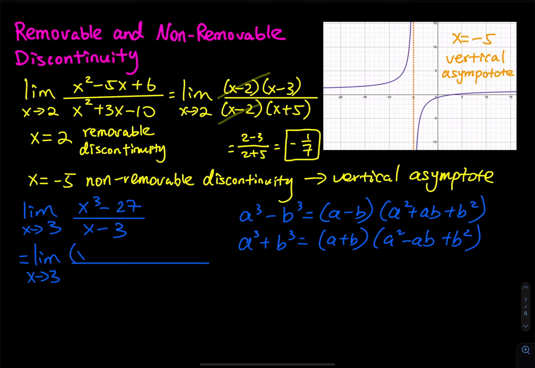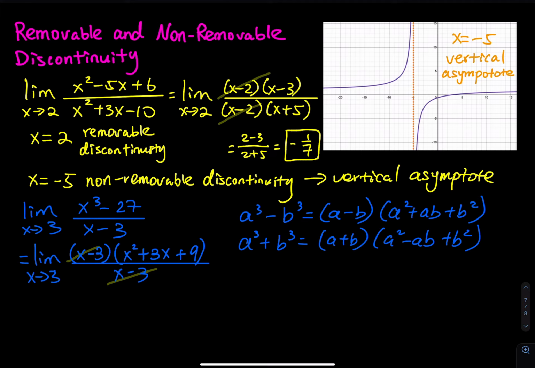So this is x minus, right? 27 is 3 to the third power. So this is x minus 3. And then we have x squared plus ab, so that will be 3x, and then plus b squared, which is 9, right, divided by x minus 3. And as you can see, the x minus 3 will be cancelled. So that means x equals 3 is a removable discontinuity, right? Then there is no vertical asymptote on the graph. Okay, we get rid of the x minus 3, the biggest enemy is gone.